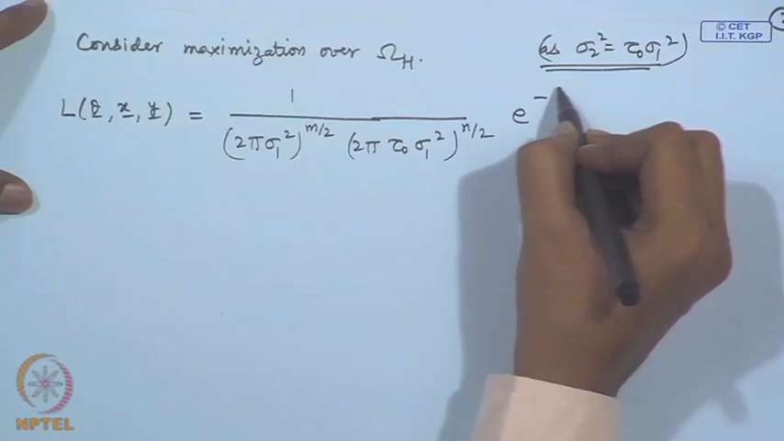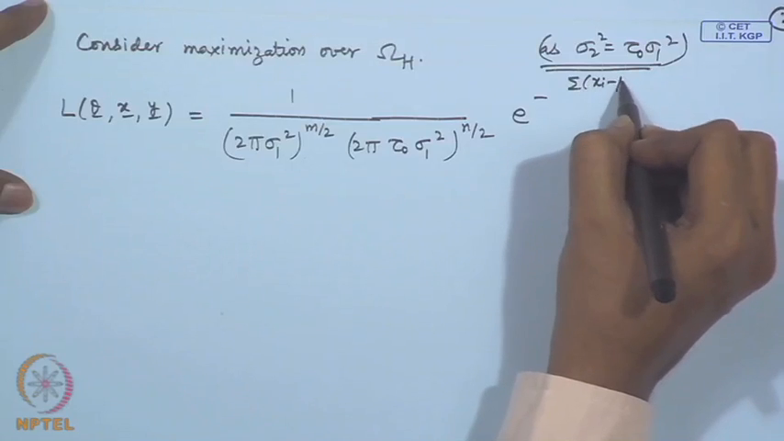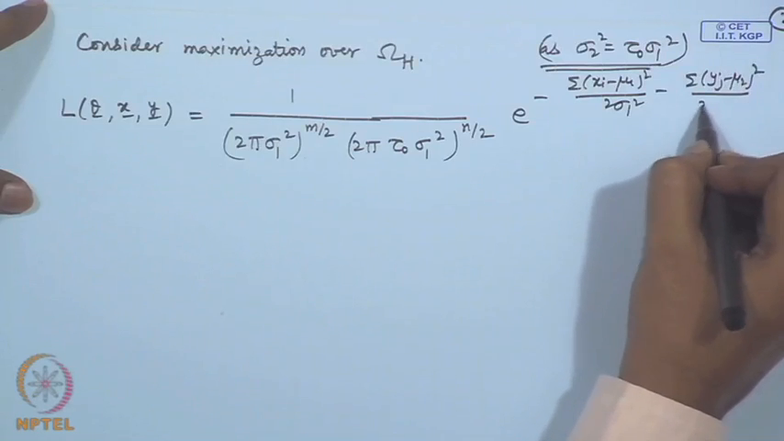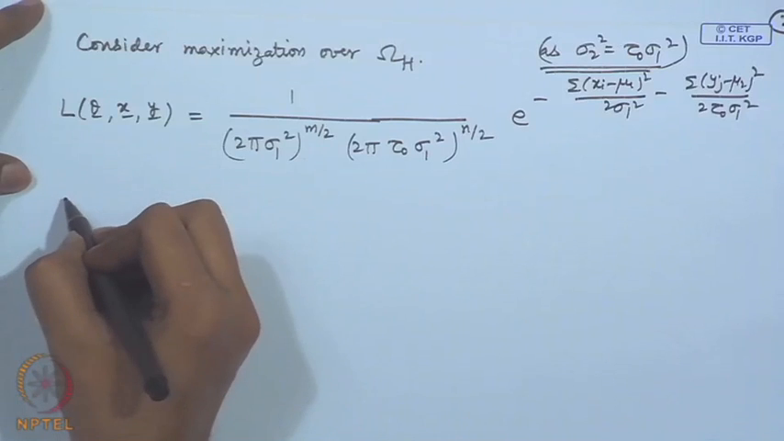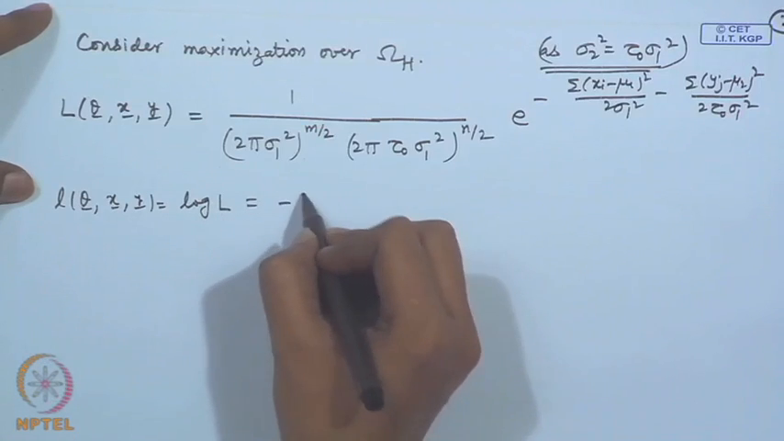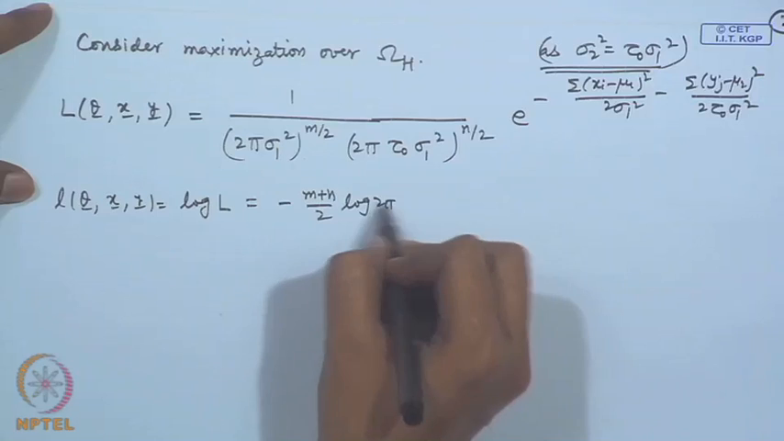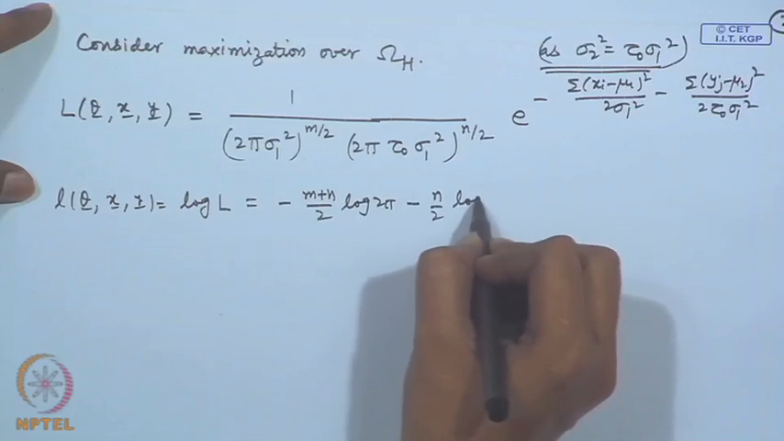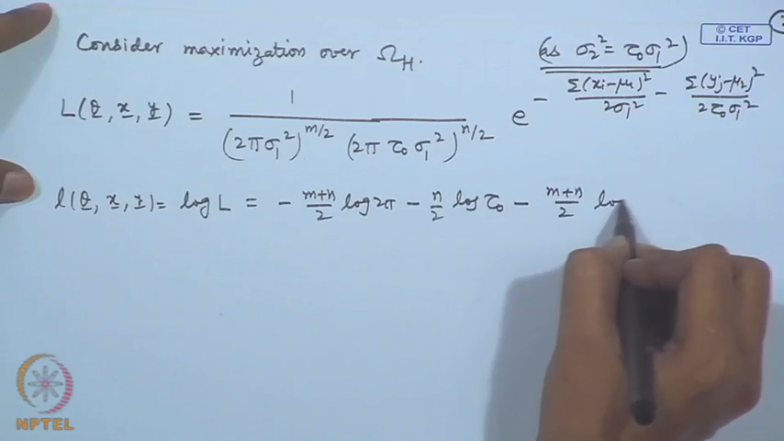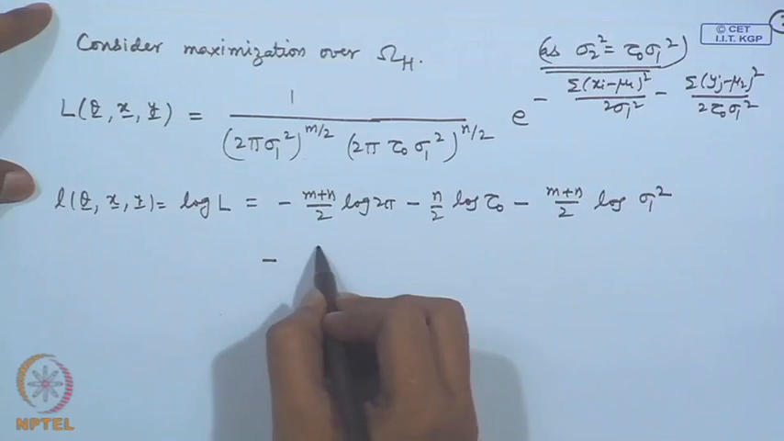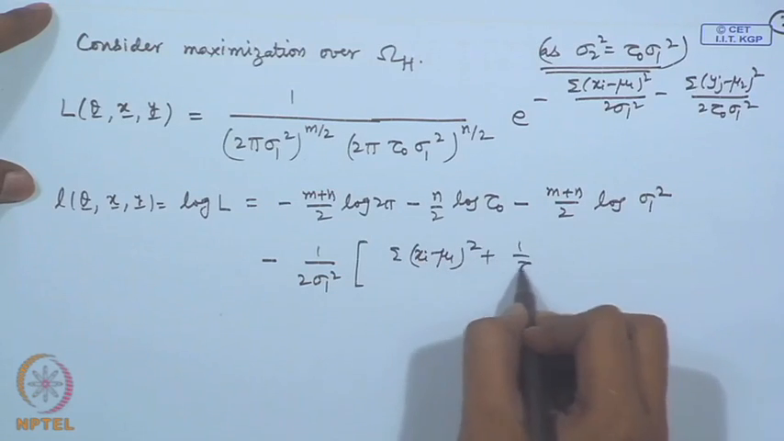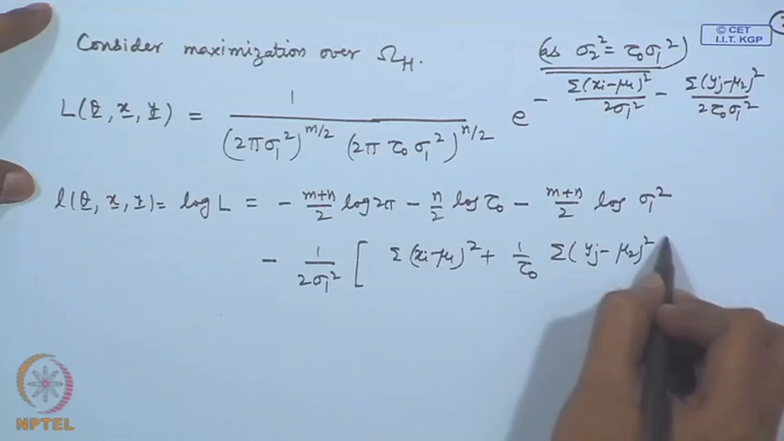And then you have e to the power minus sigma x i minus mu 1 square by 2 sigma 1 square minus sigma y j minus mu 2 square by 2 tau naught sigma 1 square. So, of course, if we consider the log likelihood here, log of L is equal to minus m plus n by 2 log of 2 pi minus n by 2 log of tau naught minus m plus n by 2 log of sigma 1 square minus 1 by 2 sigma 1 square times sigma x i minus mu 1 square plus 1 by tau naught sigma y j minus mu 2 square.